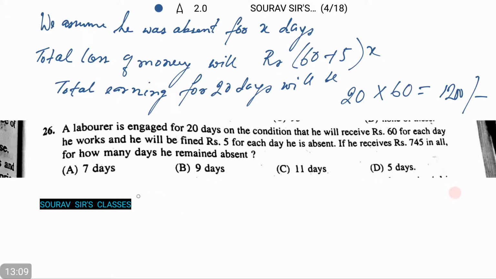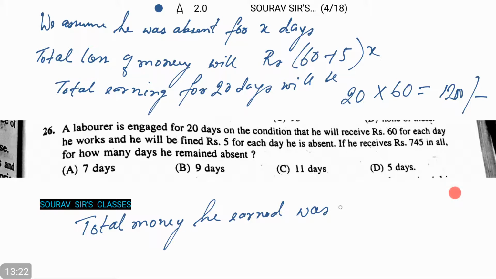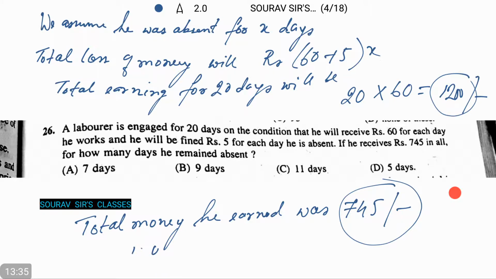Total money he earned was 745. So we just subtract 745 from 1200. So we have 1200 minus 745. That will give us 455.